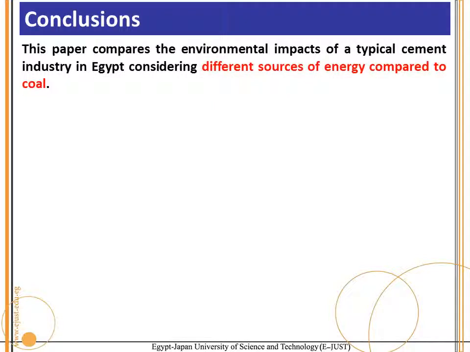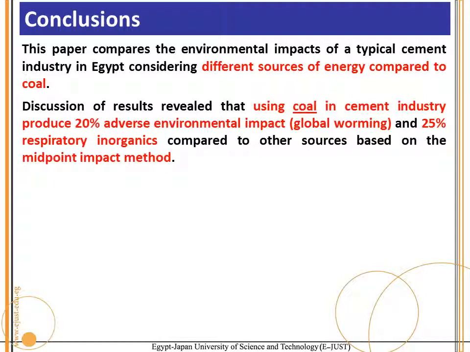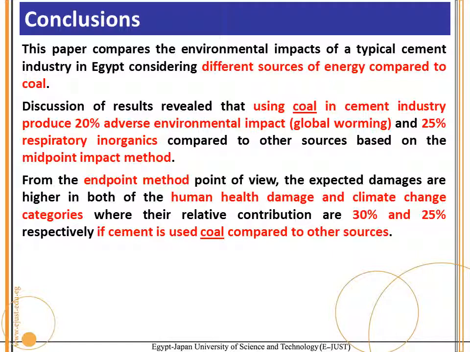About the conclusion, this paper compares the environmental impacts of a typical cement industry in Egypt considering different sources of energy compared to coal. The discussion results revealed that using coal in the cement industry produced 20% adverse environmental impact on global warming, and 25% on respiratory inorganics, compared to other resources based on the midpoint. About the endpoint method, the expected damage is higher in both the human health damage and the climate change category if we use coal in the oven stage compared to the other sources.